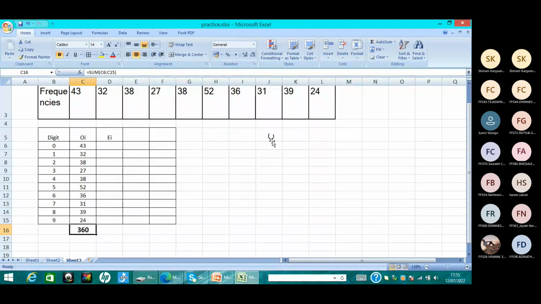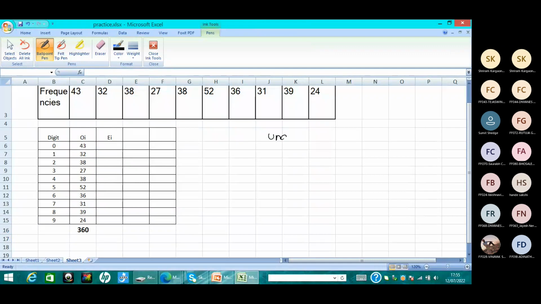Okay, so now we are in a position to solve this. Now under H0, what are you assuming? Uniform. Okay, you are assuming a uniform distribution, right?